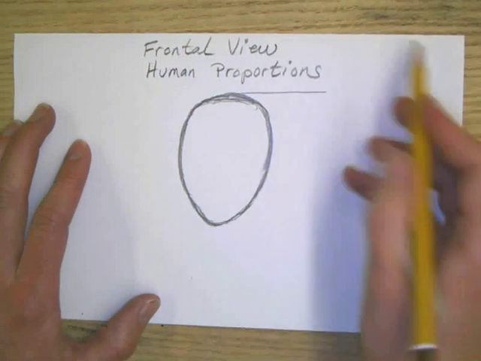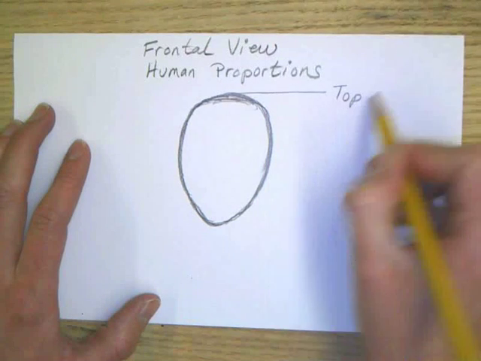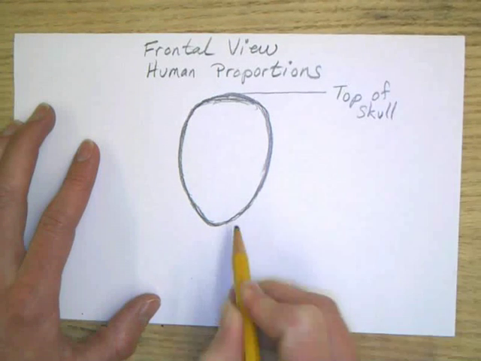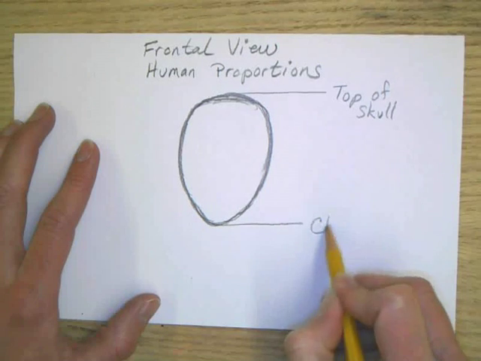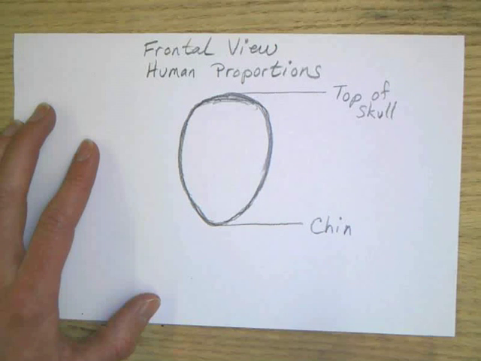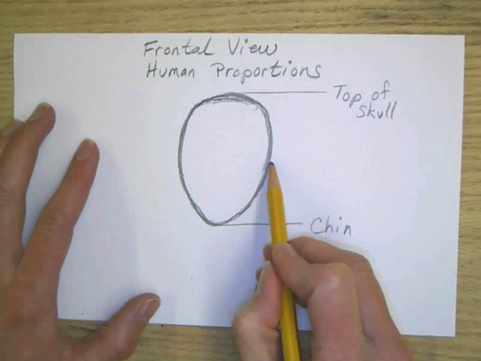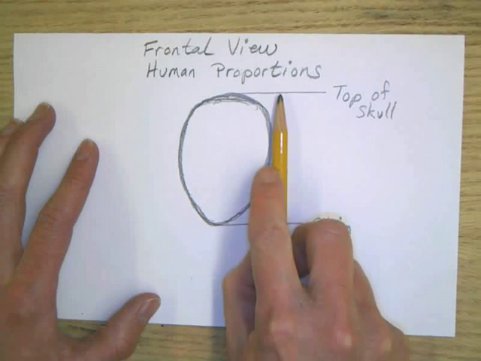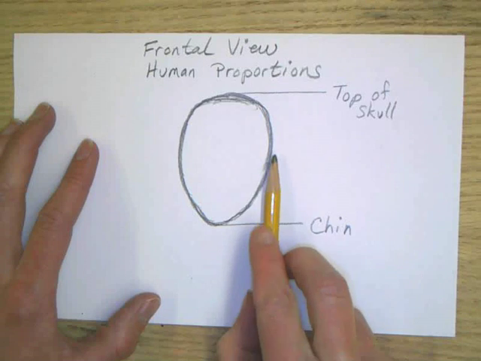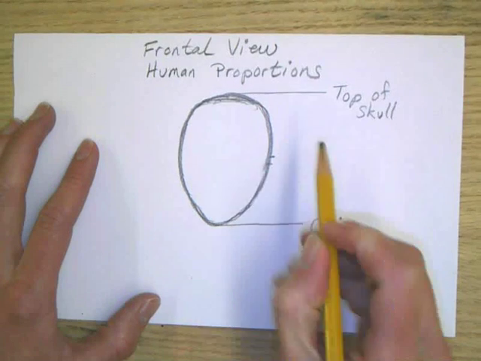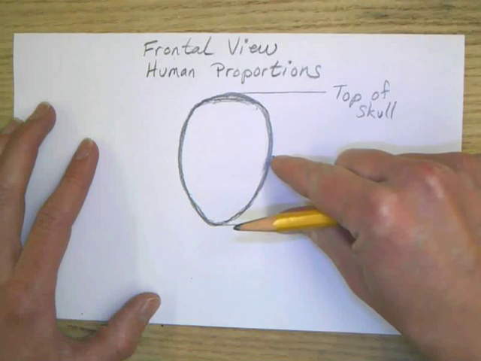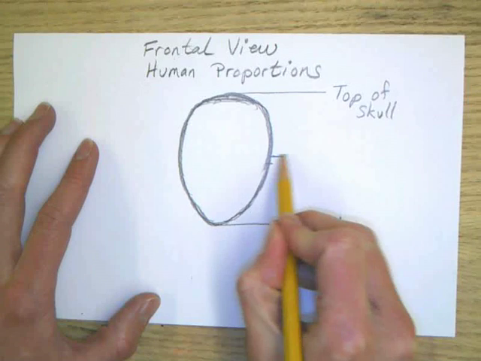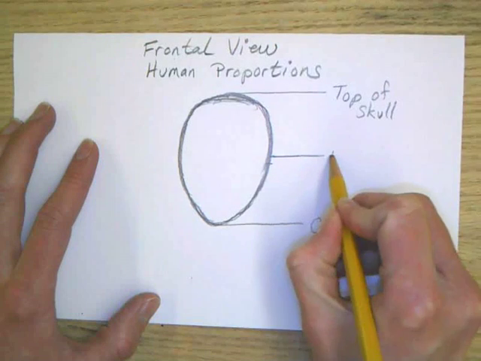So this is the top of the skull. This is the chin. Halfway between those two pieces. Oh, I didn't find the halfway mark yet. Too low. That's about right. Halfway between are the eyes.